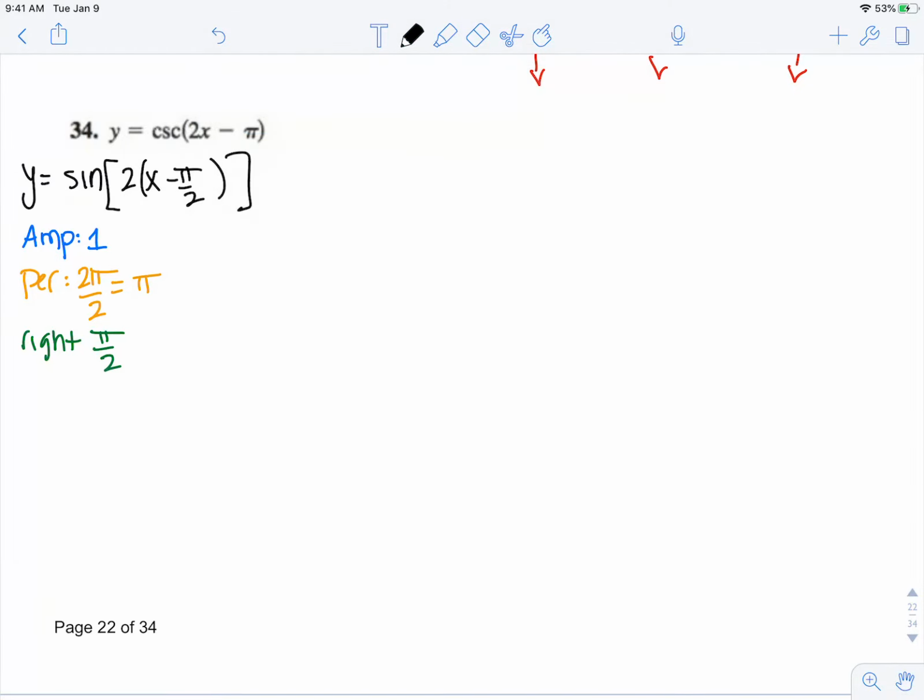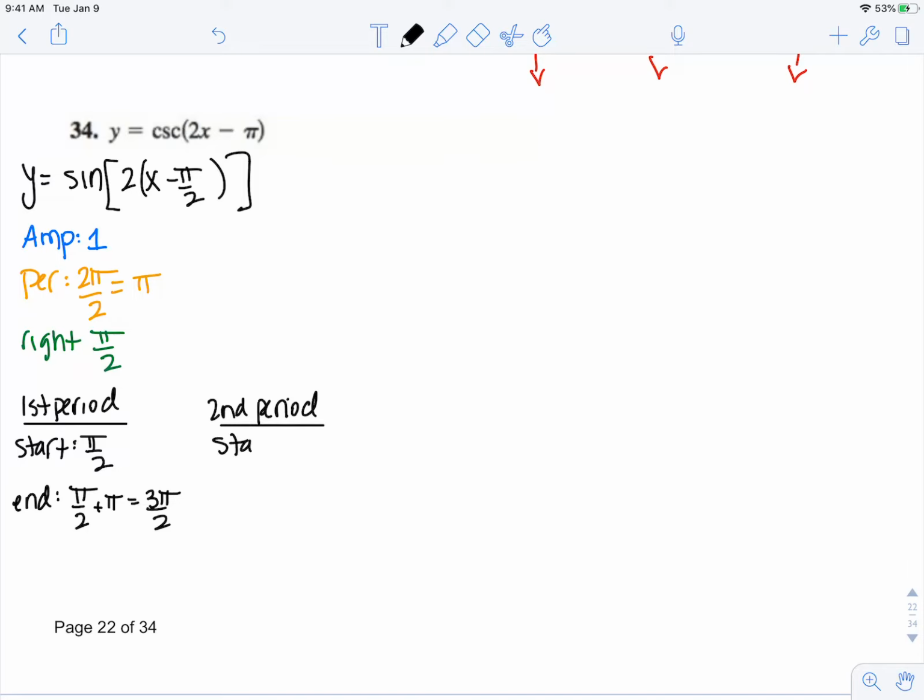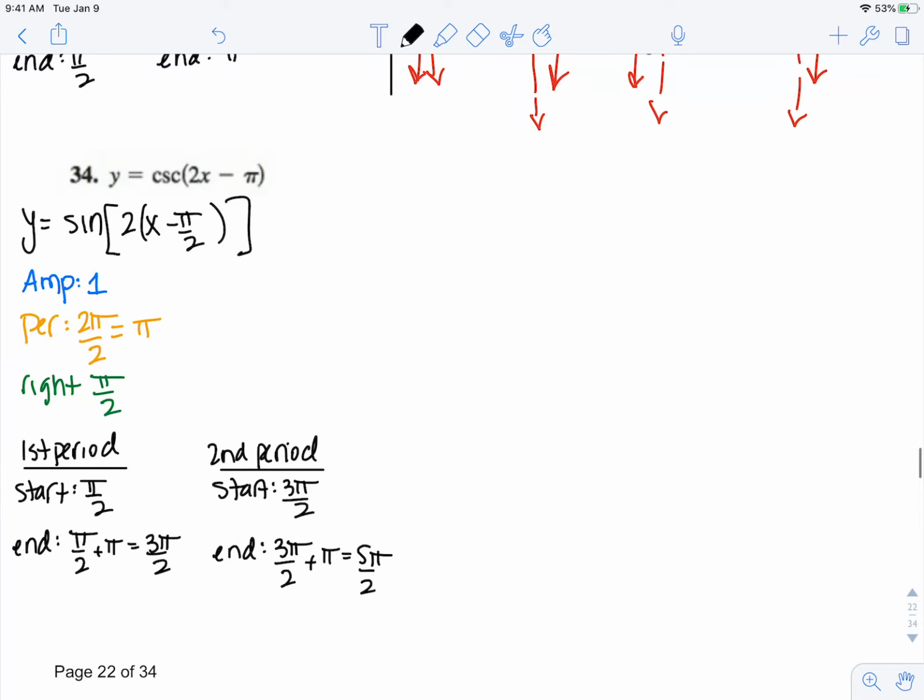So that means my first period is going to start at pi over 2. It's going to end at pi over 2 plus pi, which is 3 pi over 2. And my second period is going to start at 3 pi over 2. It's going to end at 3 pi over 2 plus pi, 5 pi over 2. So remember, this is just helpful for you to see. You might not need to write that down.